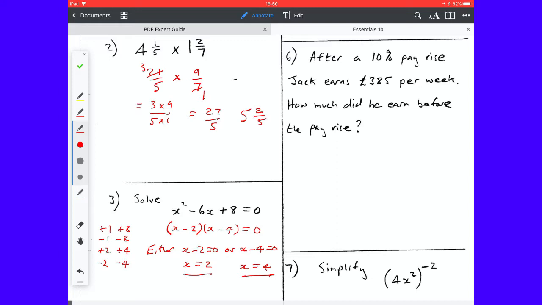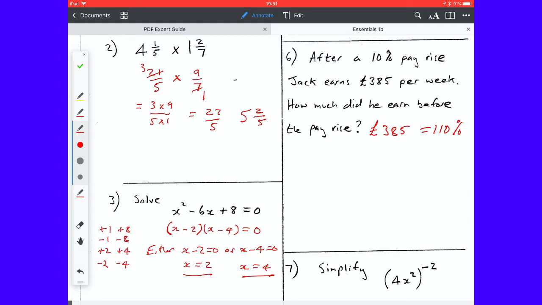Question 6. After a 10% pay rise, Jack earns £385 per week. How much did he earn before the pay rise? Well, the original 100% has been increased by 10%, so 385 represents 110%. So £385 is 110% of the original.